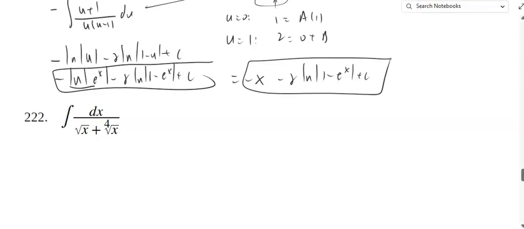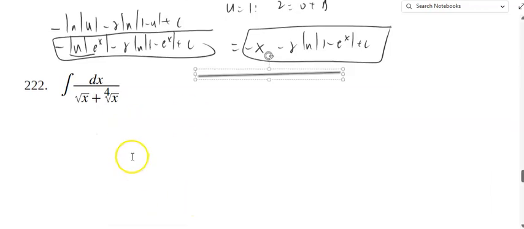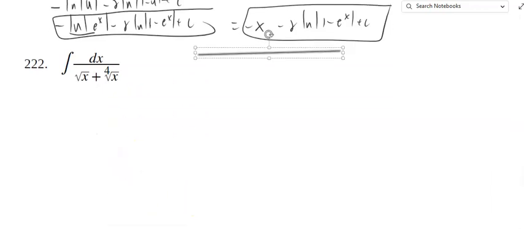Couple of more problems. I said I was going to set them up, but get excited. If you ever see multiple radicals, let u equal the largest radical.